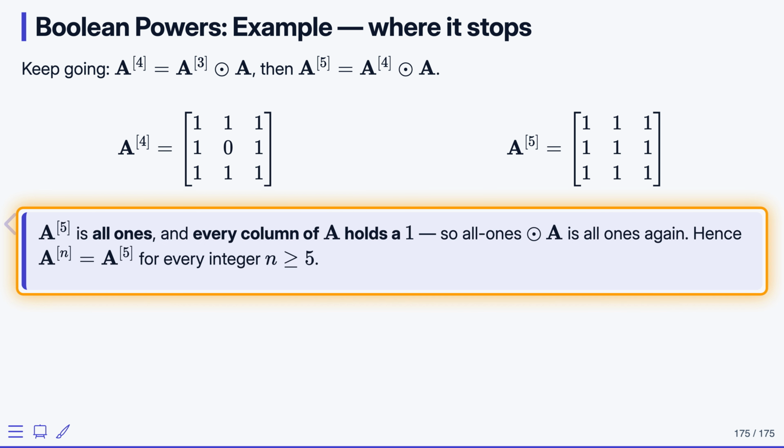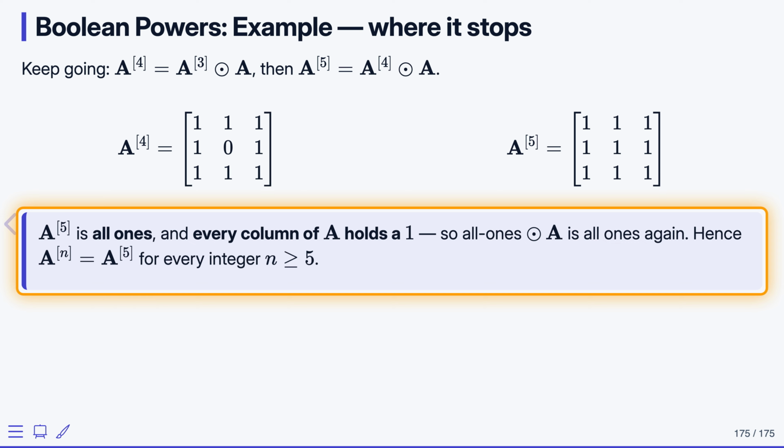Now the key observation, and it needs care. Take the all ones matrix and step once more. Every entry of the answer is the join of one whole column of A. Look at A itself. Column 1 is 0, 1, 1. Column 2 is 0, 0, 1. Column 3 is 1, 0, 0. Each column holds at least one 1. So each join is 1 and the answer is all ones again.